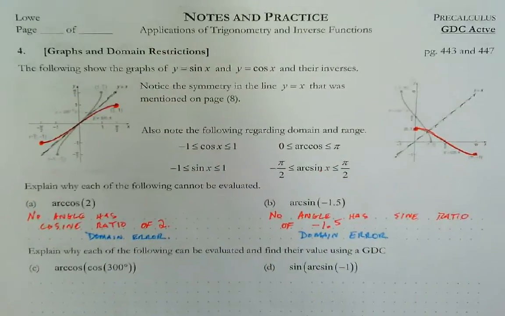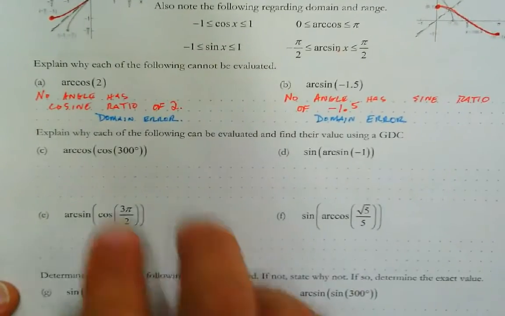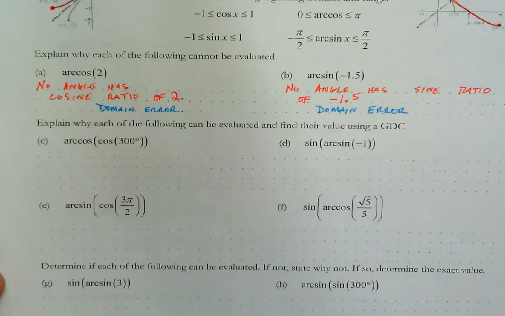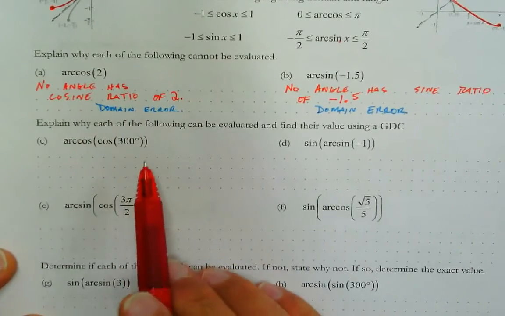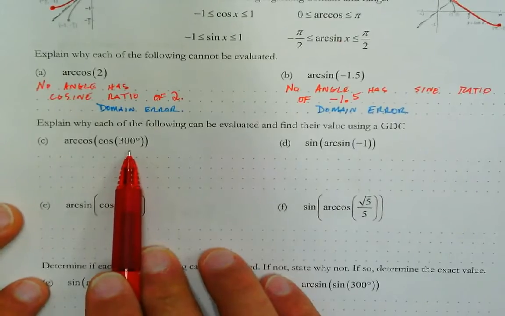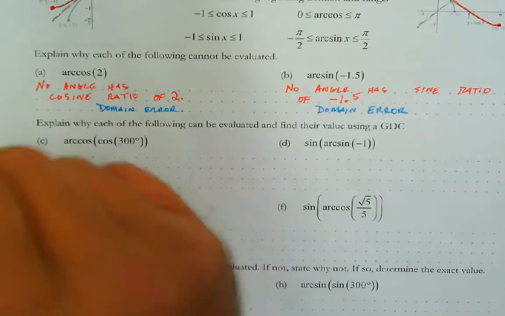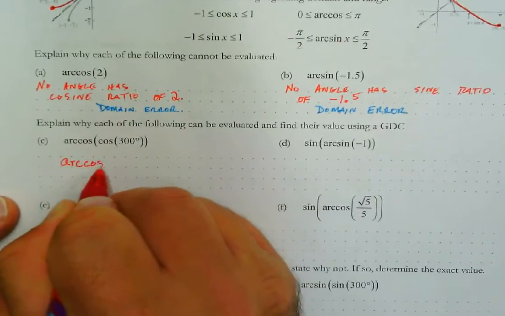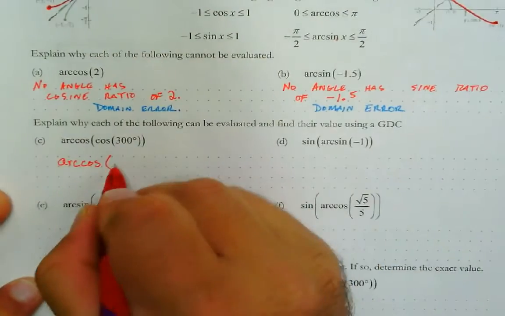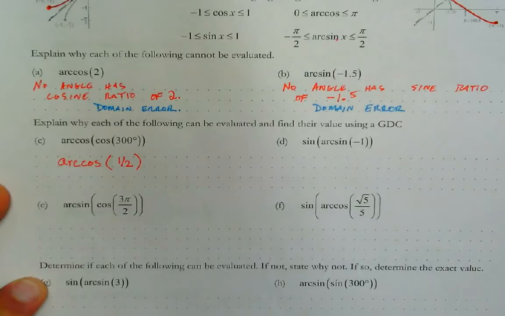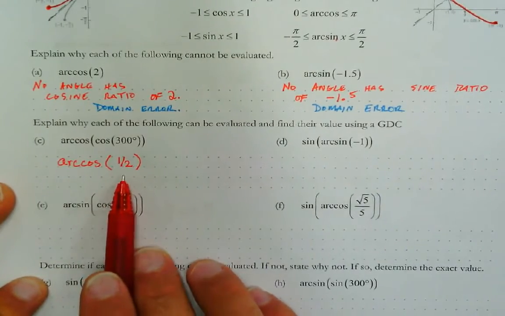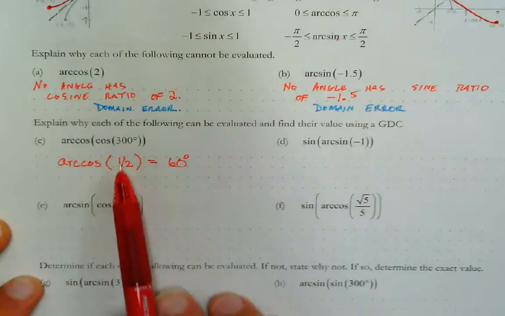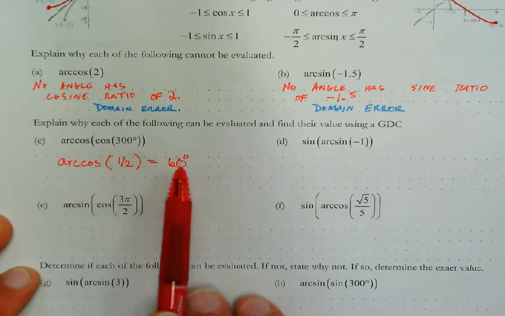All right? So, using those ideas, explain why each of the following can be evaluated, and then find their value using a calculator. Okay? Well, why can each of these be evaluated? All right? Well, let's look at this first one. All right? Well, what do I know? I know that the cosine of 300 exists, right? I know that this would be like saying, what is the arc cosine of the cosine of 300? What's the cosine of 300? 1/2. Right? So what is the arc cosine of 1/2? The arc cosine of 1/2 is 60 degrees.